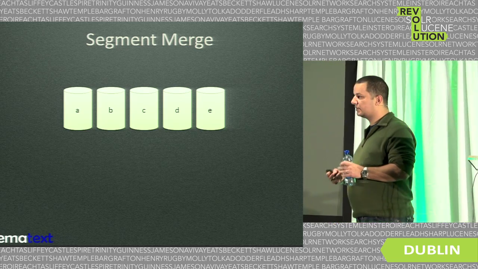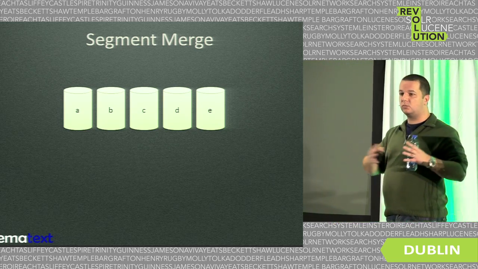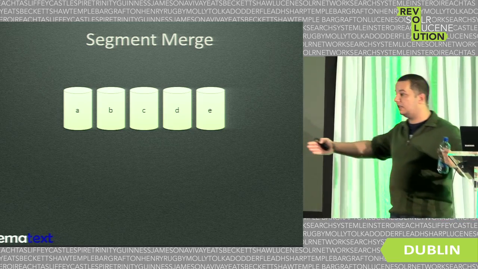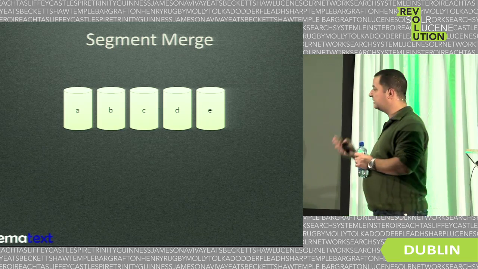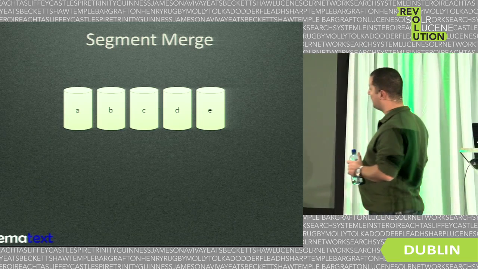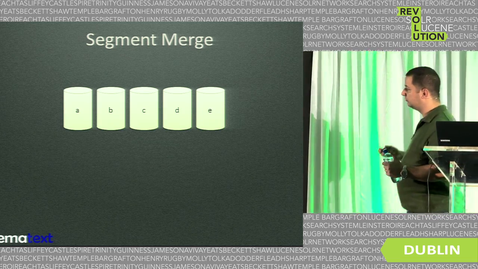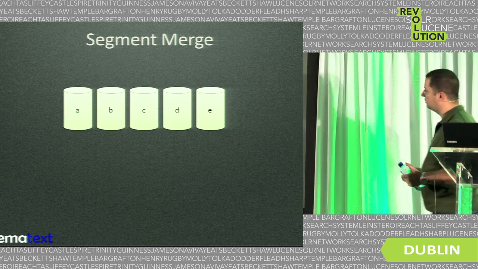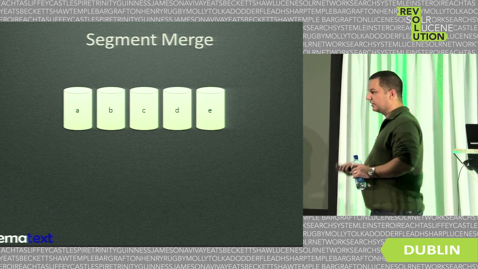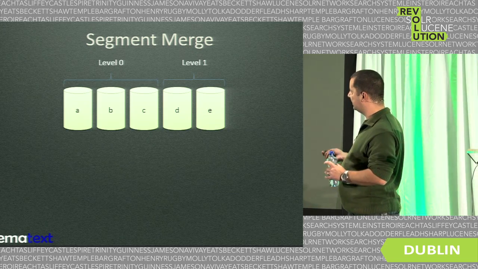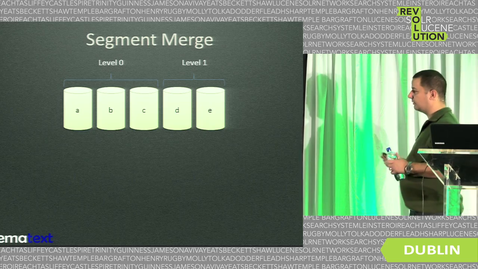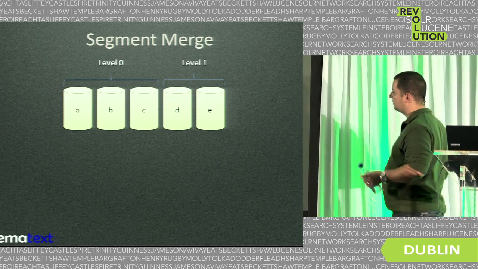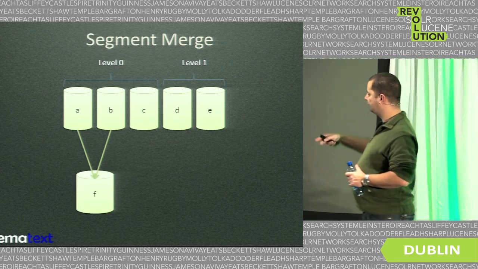So after a certain amount of time, you would end up with multiple segments, and that would degrade your query performance, because the more the segments, the slower the queries. So in order to fight that issue, Lucene has something called segment merging, and it works like this: during a segment merge, the segments are divided into tiers, or levels.